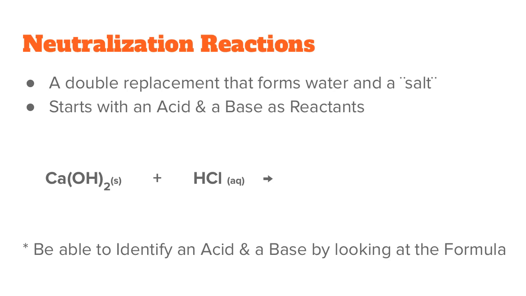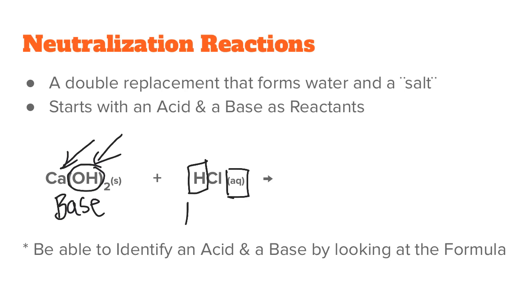So if we look at our very first one right there, we've got calcium and hydroxide. Well, we just learned that anything with OH in it is a base, so this is your base. You can tell just by looking at it. Now let's look at our second reactant. The two requirements to be an acid are it starts with an H and it's an AQ. So this would be our acid.